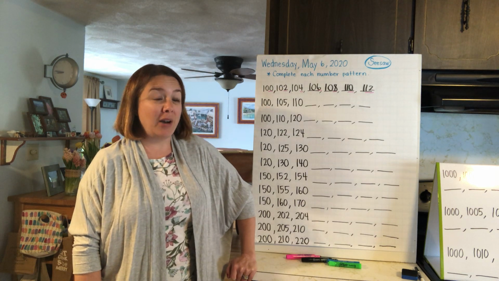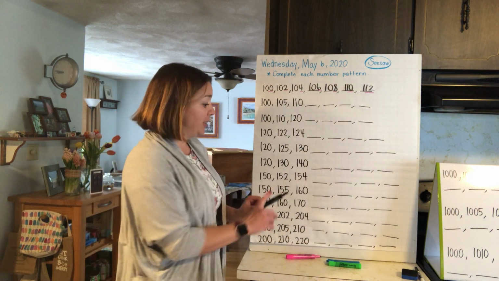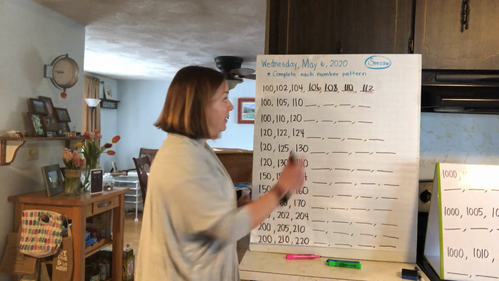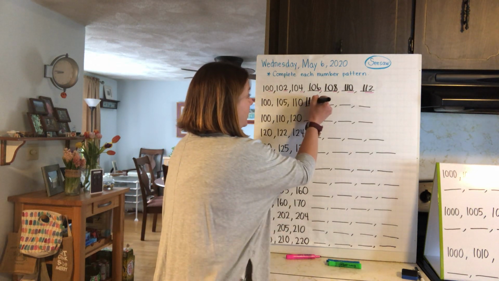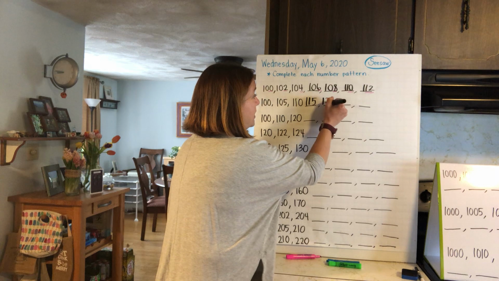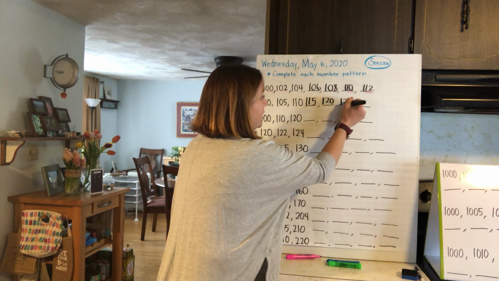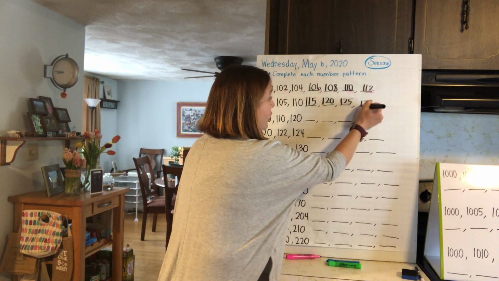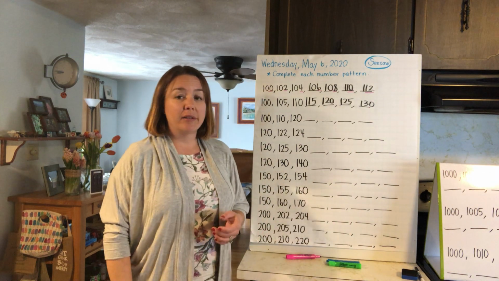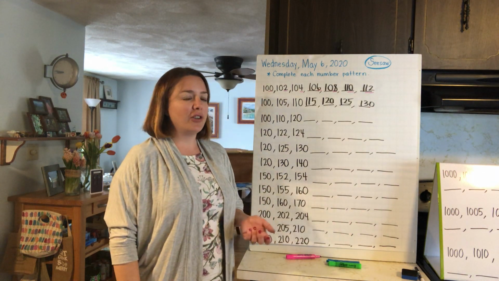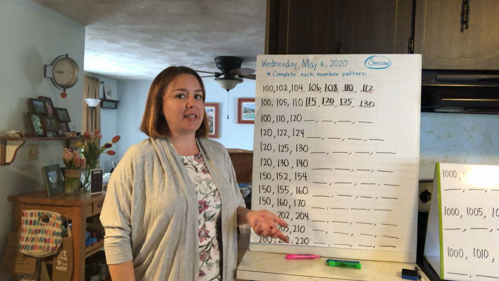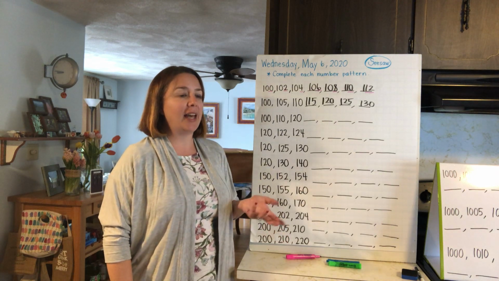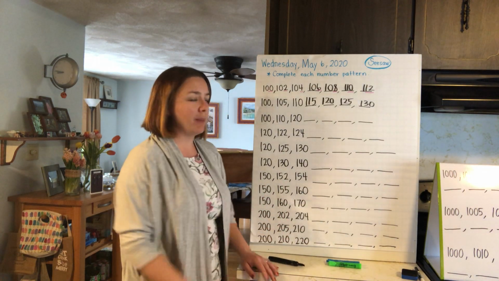So in this pattern, we're counting by 5s. So after 100, 105, 110, we say 115, 120, 125, 130. Go ahead and circle the numbers you hear when we are counting by 5s. 5, 10, 15. What do you see in this pattern with the hundreds?